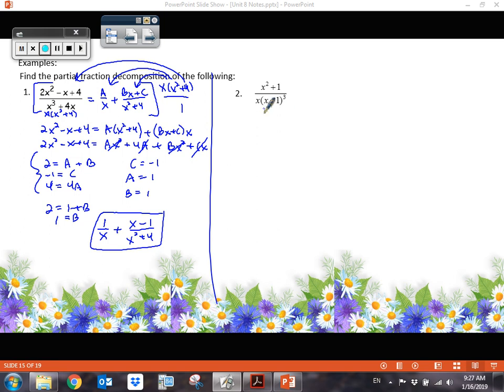So this would be x squared, and that's x cubed. It's not improper. We don't have to divide. It's actually already factored for us. And we are just fortunate to have a repeated linear factor. It's repeated 3 times. So we're going to have to break this apart. This is going to equal a over x plus b over x minus 1 plus c over x minus 1 squared plus d over x minus 1 cubed.